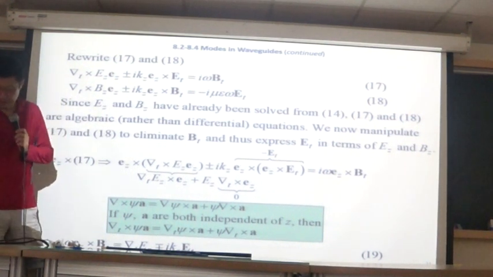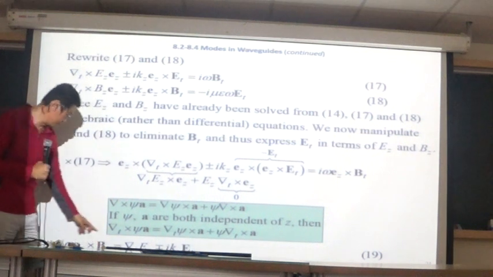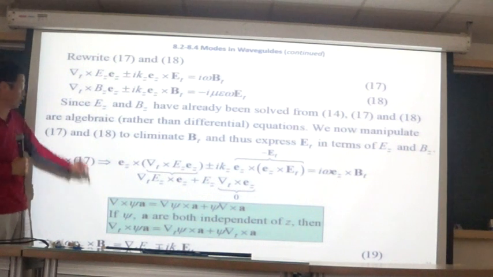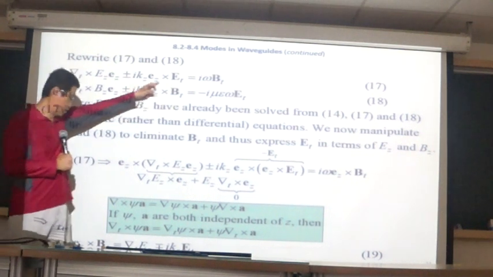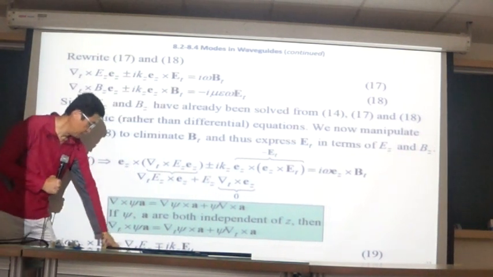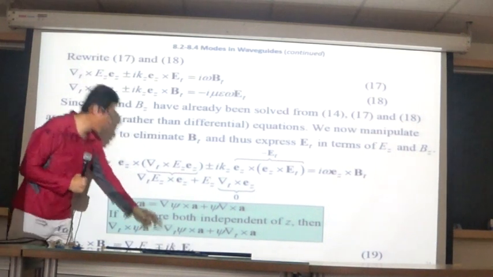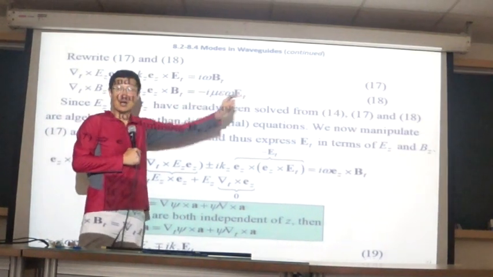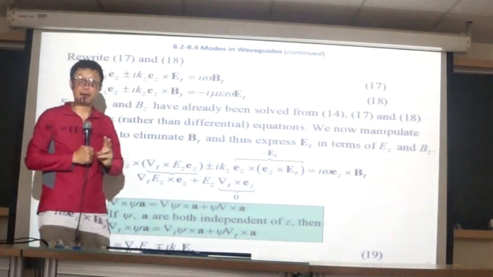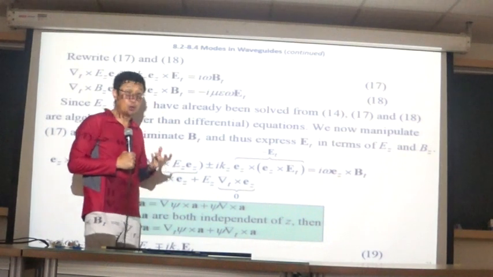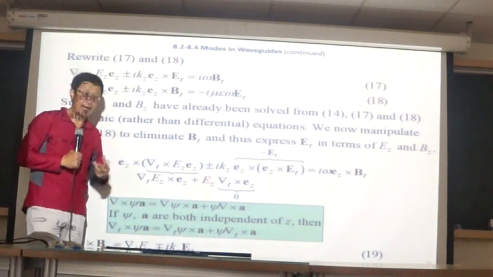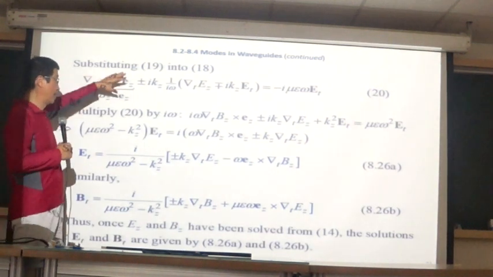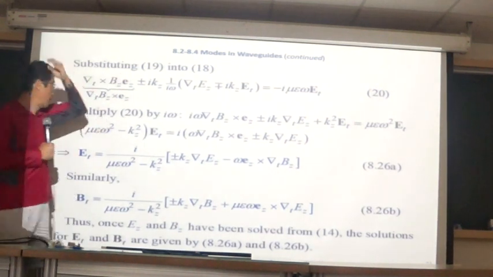What's next? This one is substitute this one. Substitute i omega Ez into here. So Ez, E transverse, Bz, E transverse. So E transverse can be rewritten, can be calculated from Ex, Ez and Bz. That's it. Okay?